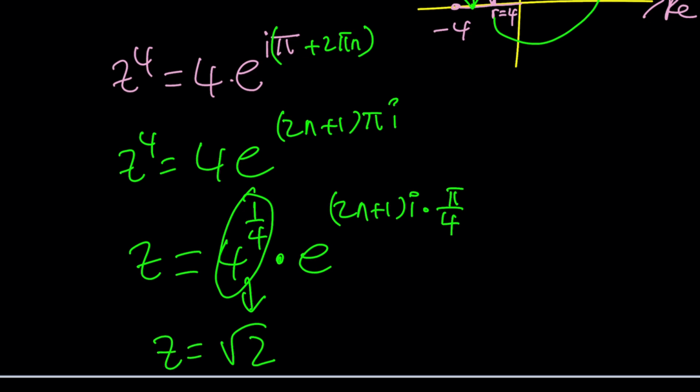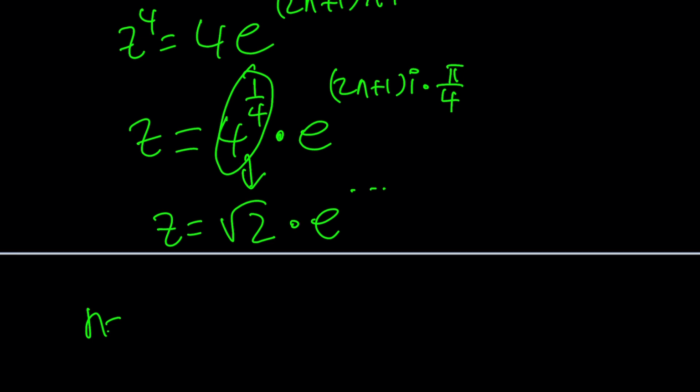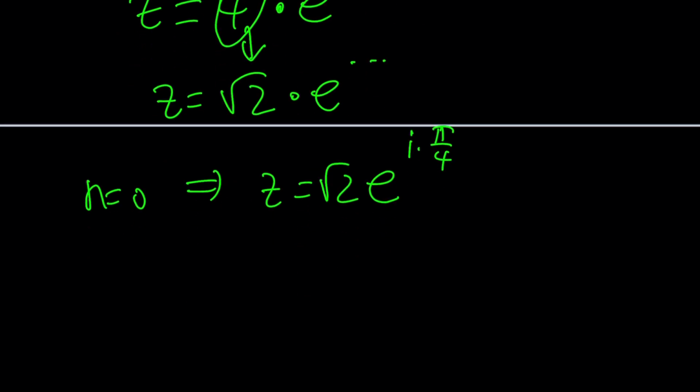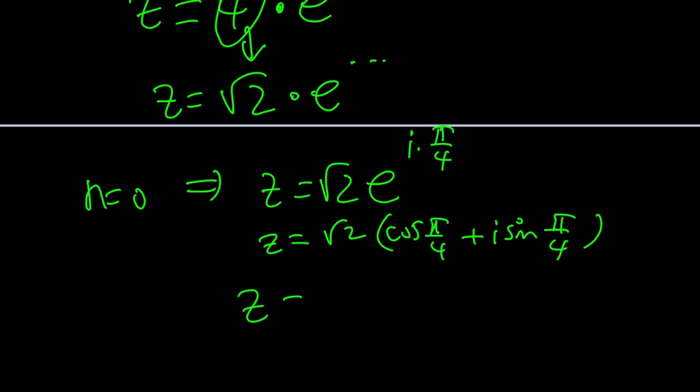What about this one? There's multiple solutions, obviously. For example, if n is 0, you're going to get z equals root 2 times e to the power i pi over 4. What is i pi over 4? It's cosine pi over 4 plus i sine pi over 4. Thanks to Euler, he came up with this formula, and it's just mind-blowing. Don't you think so? So if you multiply by that, you're going to get one of the z values. The rest is yours, because I'm only going to do one because I'm lazy.